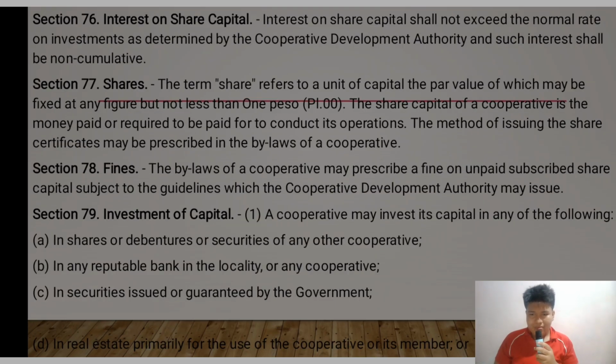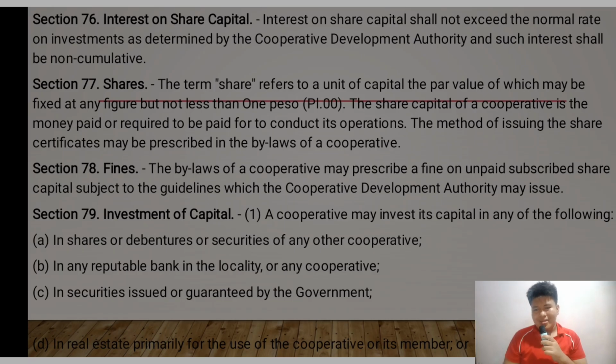Section 76. This section sets a limit on the interest rate of share capital, which cannot exceed the normal rate on investment as determined by the CDA. Ito naman, Section 76, siya yung nagse-set ng limit ng interest rate para dun sa capital, para hindi siya lumampas sa normal rate. Kung hindi, makikinabang lamang ay yung humahawak ng capital.